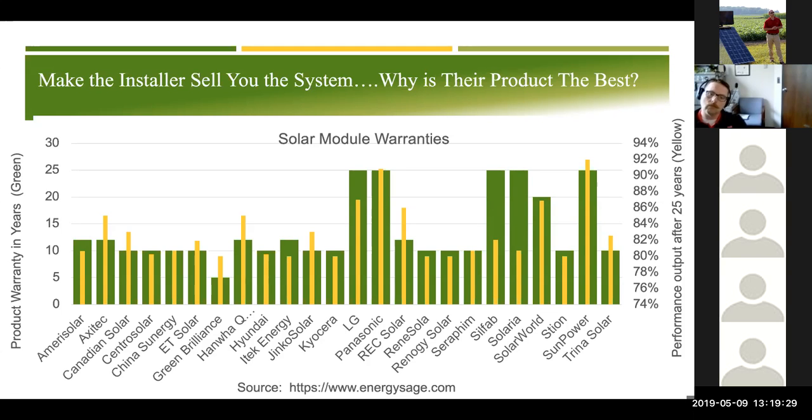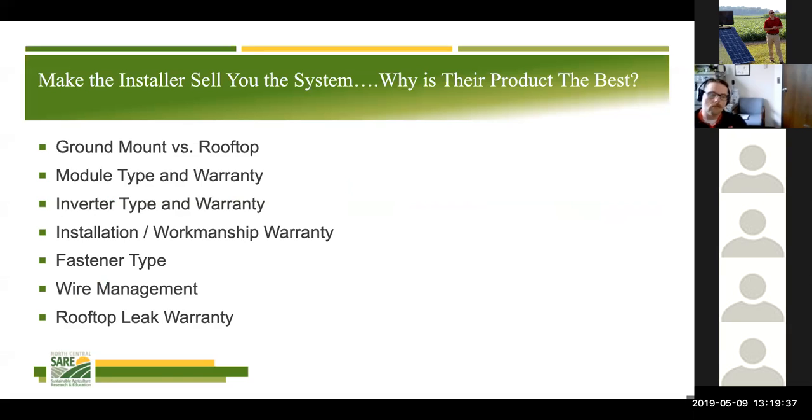So, again, back to the idea of, are all systems created equal? It's certainly worth digging into the details of what components they're using and how they're warranted, and what type of equipment they're using. Same thing for the inverters. When we think about installation or workmanship warranties, what does that look like from one proposal to the other? Fastener types. I'm aware of a couple installers in Ohio.